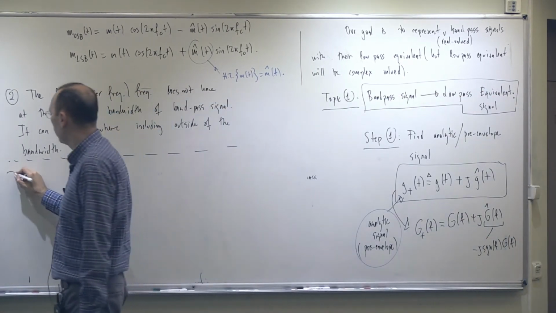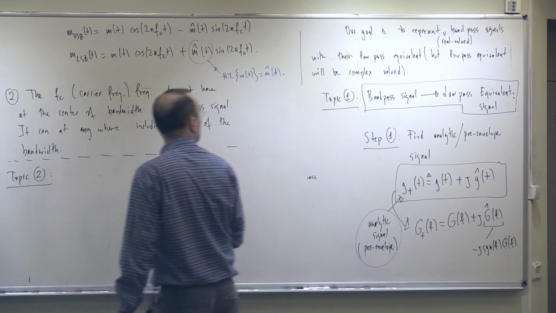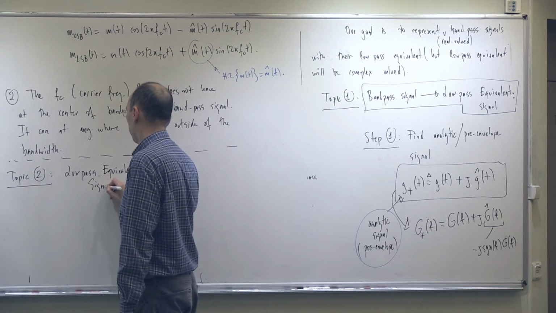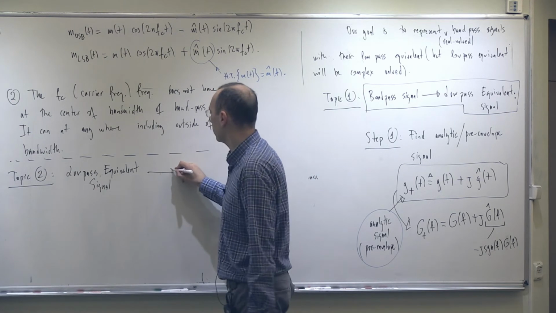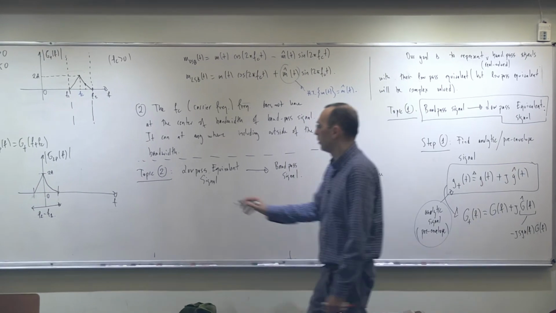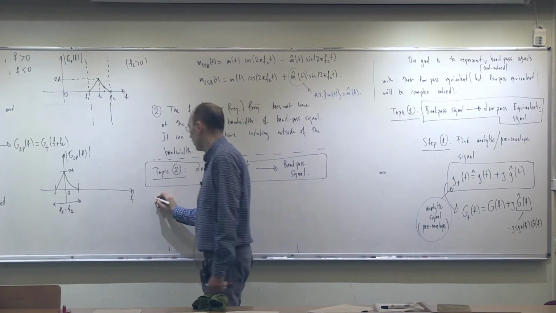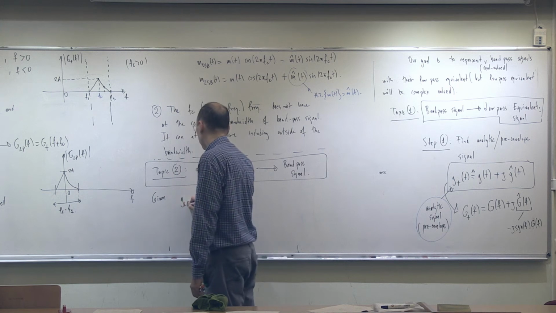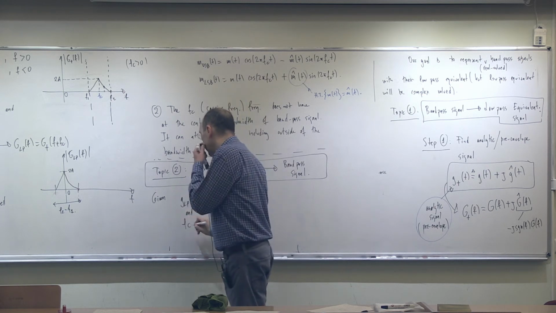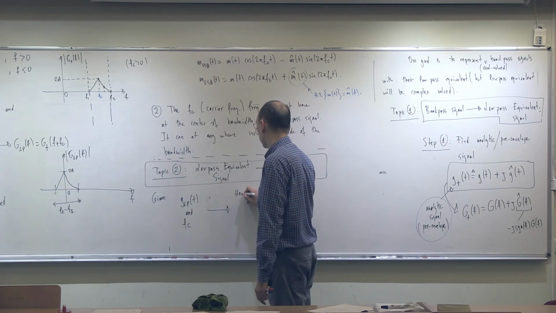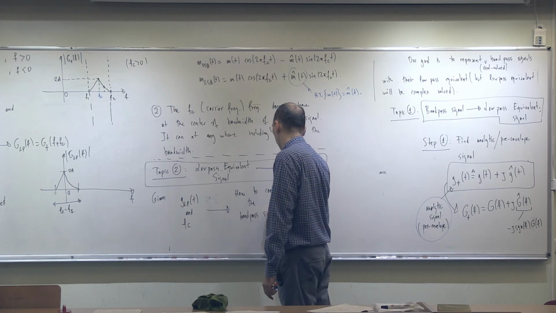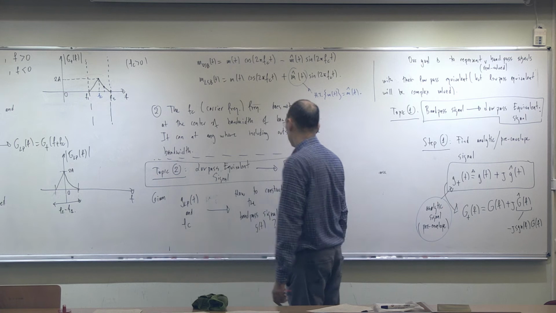Now the reverse, topic number 2. Given that low-pass equivalent signal, now I'm given this. So how can I construct the bandpass signal? So this is our topic number 2. What's the problem? Given a low-pass equivalent signal, the reverse operation as you see, and an FC frequency, how to construct the bandpass signal g(t). That's our question.